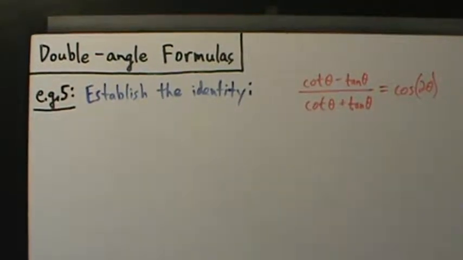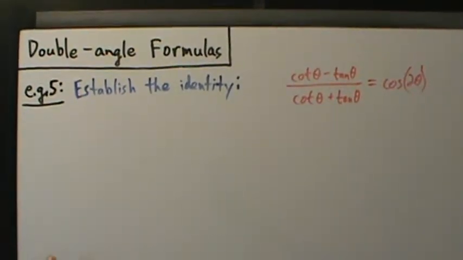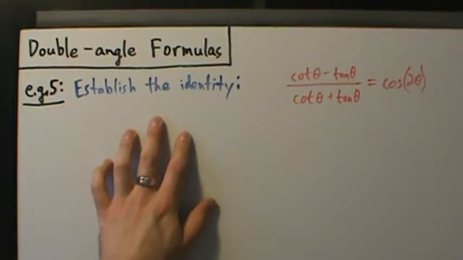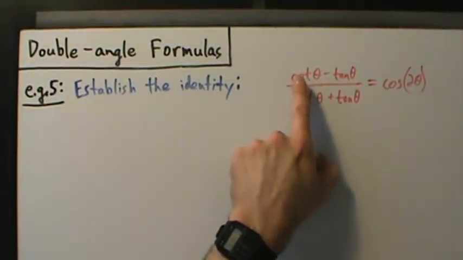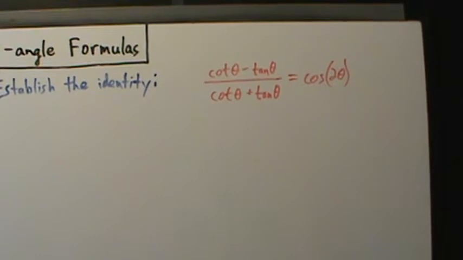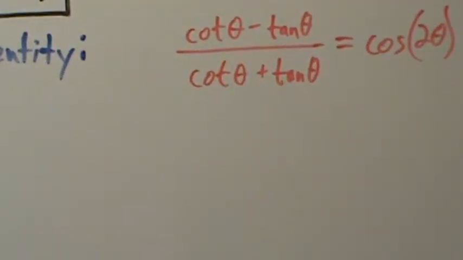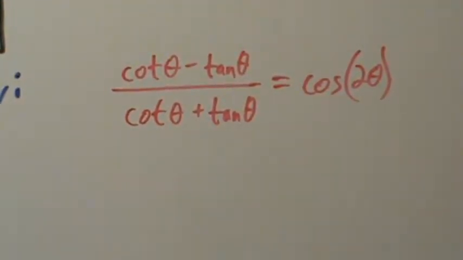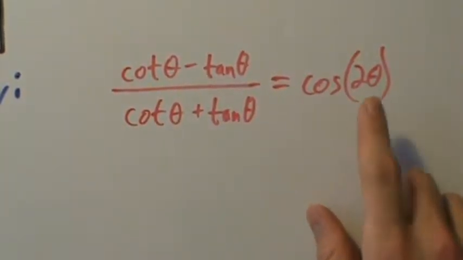Here's example 5 of using double angle formulas. So this is going to be an establish the identity problem, and the identity is cotangent of theta minus the tangent of theta, all divided by cotangent of theta plus the tangent of theta equals cosine of 2 theta. Okay? So here's our double angle here that's going to come into play eventually.